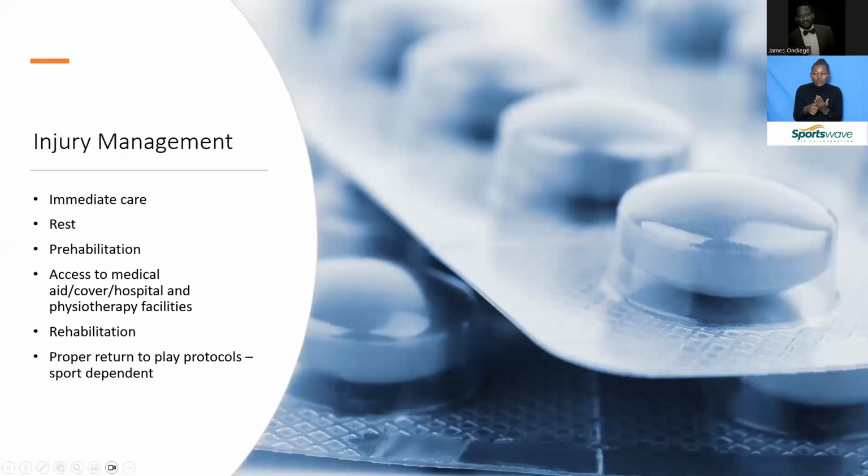So for management of injury, we break it down into different areas. There's immediate care, there's rest, there's rehabilitation. Access to medical aid, covering hospital and physiotherapy facilities. There is rehabilitation. And then you have to have proper return to play protocols, which are dependent on the sport.